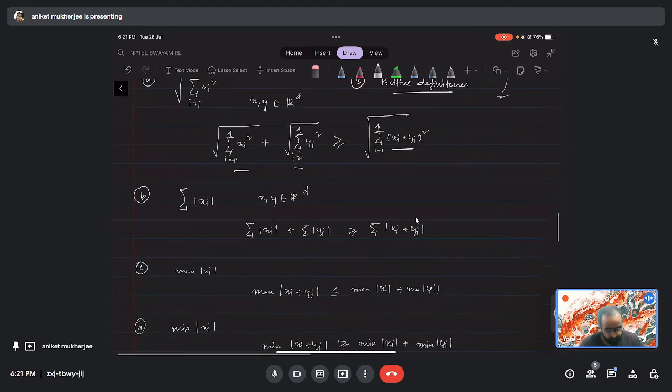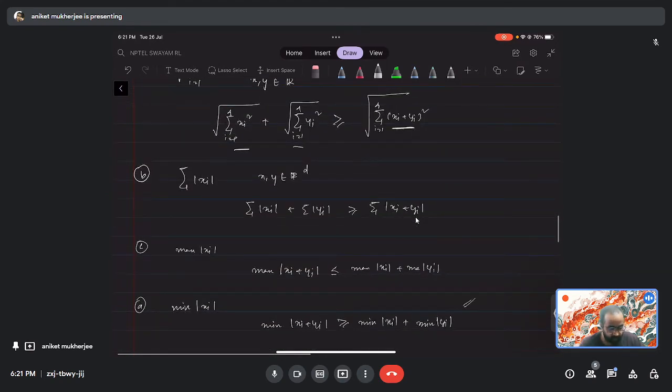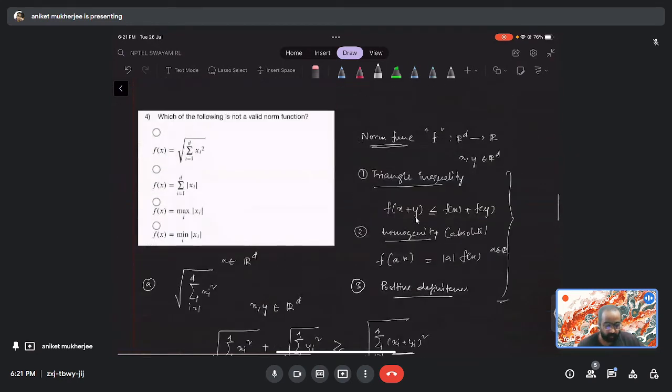So minimum is a function which does not satisfy the triangle inequality, and so it's not a norm function. So we have our answer.